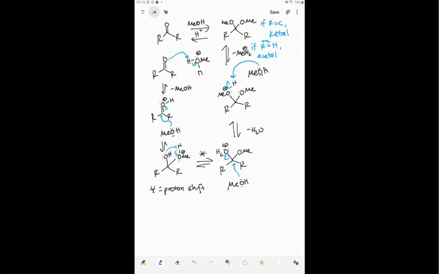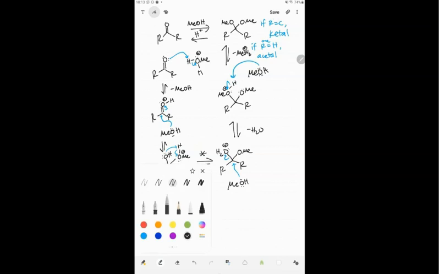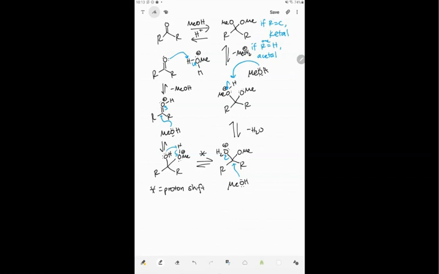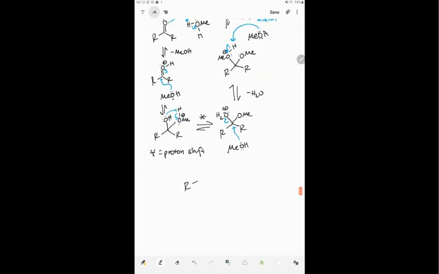Just so we know, 1, 2, 3, 4, 5. There's technically another step here that I didn't show. I did it kind of in one step where we just lose our water. If we had stopped at this stage, if we had just decided to deprotonate, if we had this thing, this one is called a hemiketal or a hemiacetal.